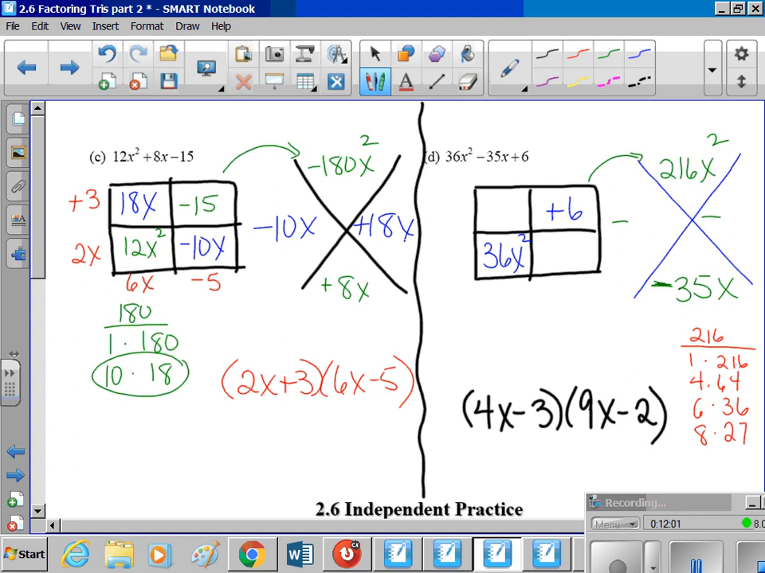There you go. So I know I'm going to have 8x here. I'm going to have 27x here. They go here. And now I need the GCFs. 36 and 27 is going to be 9x. Of 36 and negative 8 is 4x. And 9 times 4 is 36. So this has to be a minus 2. This one has to be a minus 3. And there's our answer.